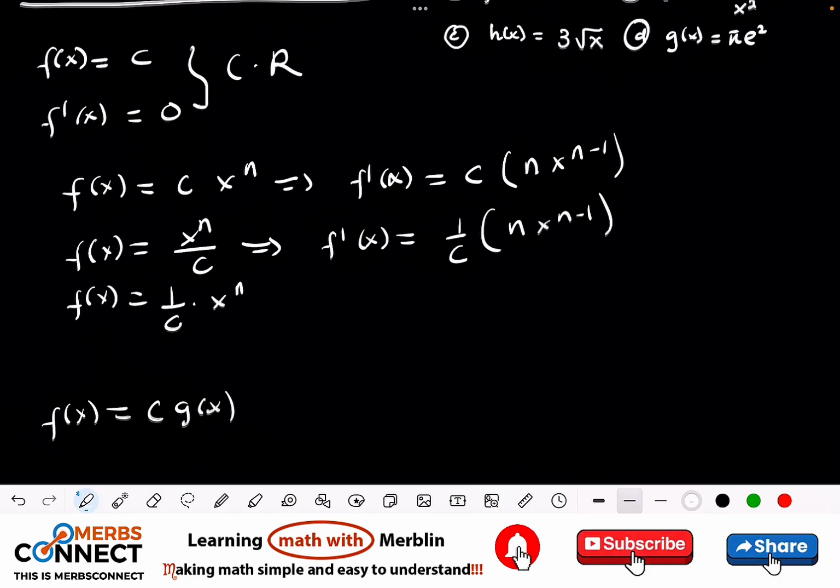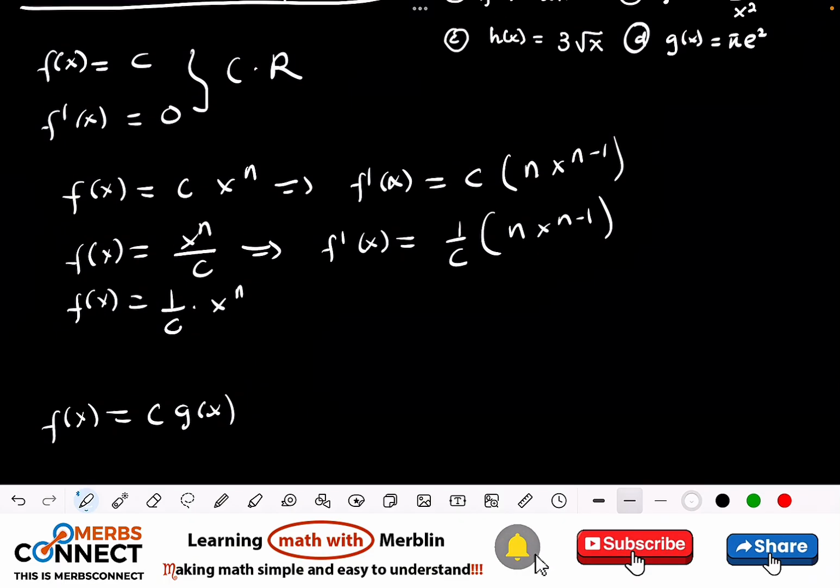So this is the constant multiple rule under differentiation. So that is very short. This is very, very short, right? So that is the idea with this.